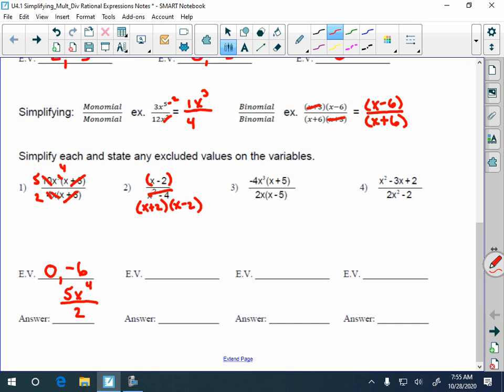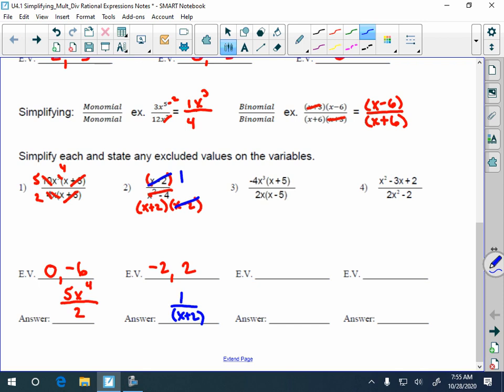All right, so my excluded values, again, come from the denominator. So I can set x plus 2 equal to 0, and if I solve it, I get negative 2. And then x minus 2, I'm going to get positive 2. Now I can go ahead and cancel. I have an x minus 2 on top and another one on the bottom. When everything cancels off the top, you have to leave something on top, so we're going to leave a 1 up there. So what's left over is 1 over x plus 2. You can't just leave x plus 2 in the denominator without something being on top. It wouldn't look right.